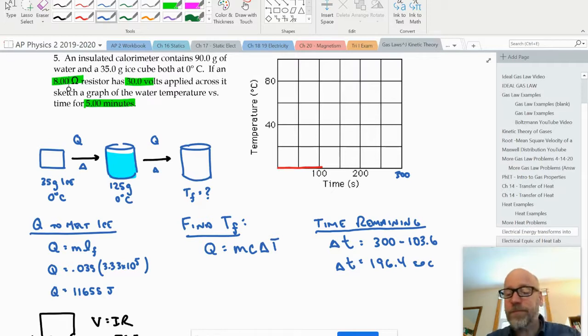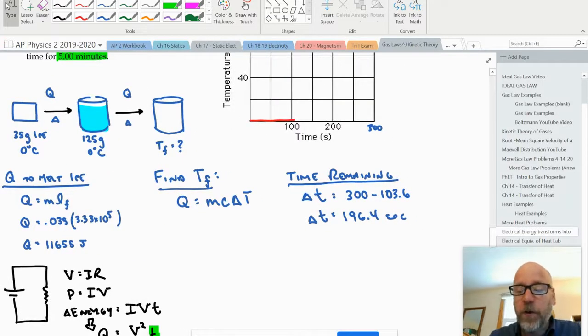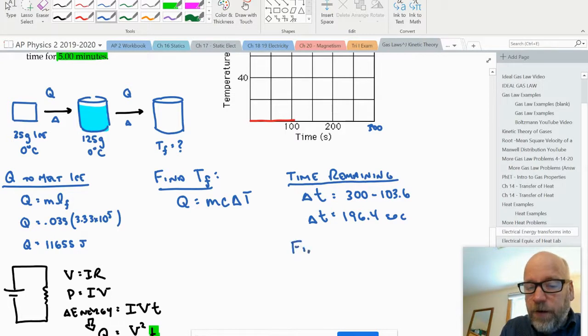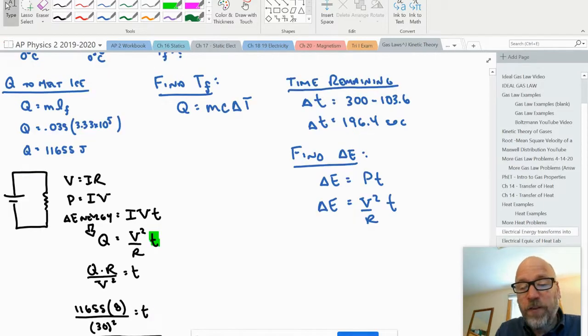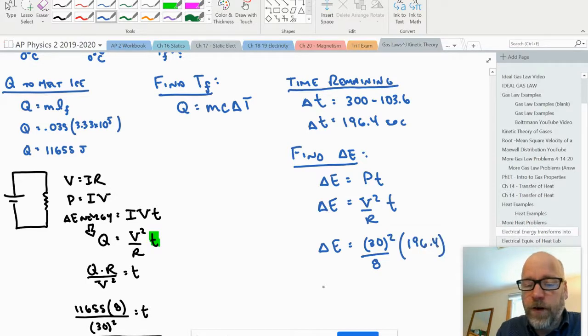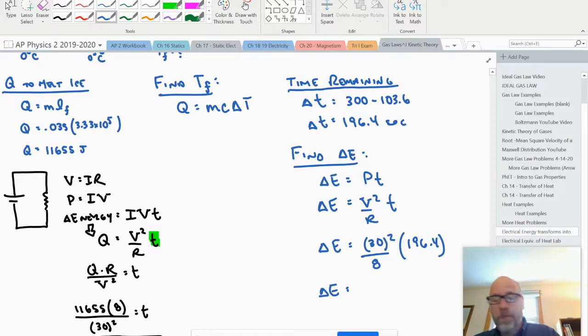I don't know. But what I did was I found the time remaining for it to heat up. If I know that, I can find the energy that's going to be transformed by the resistor into heat. I can find change in energy. So if I do that, change in energy is power times time. Oh wait, same substitution, V squared over R times time. Now I know what the time is. I can find out how much of that energy is produced. And again, we're assuming no loss of energy to the environment.